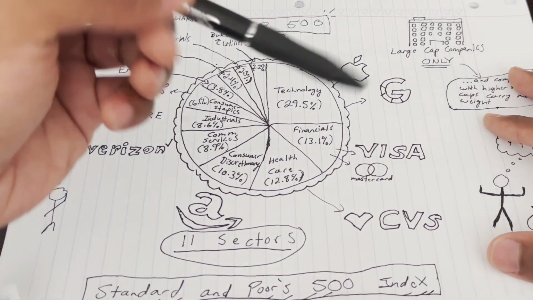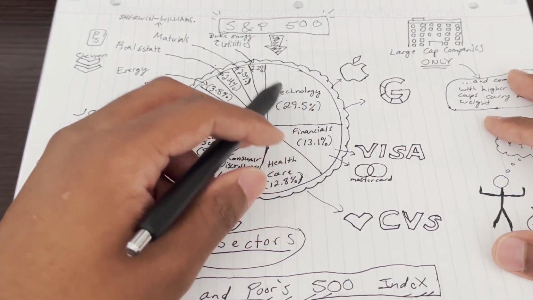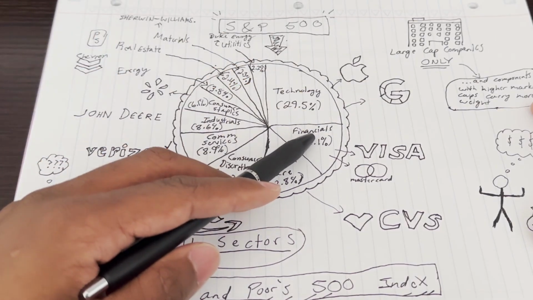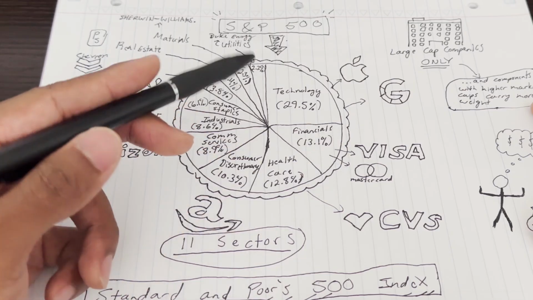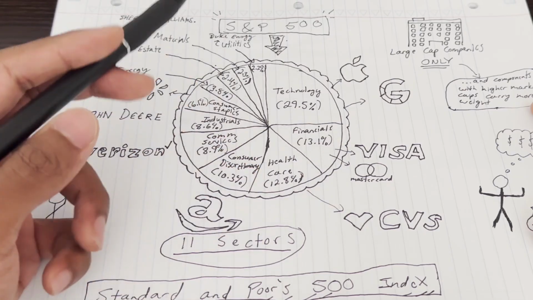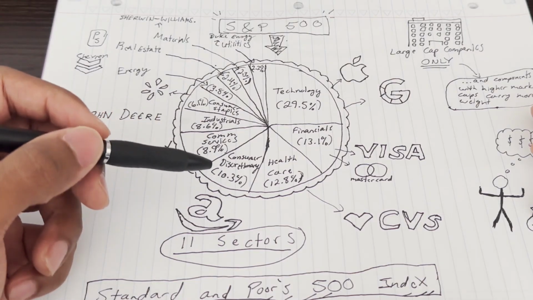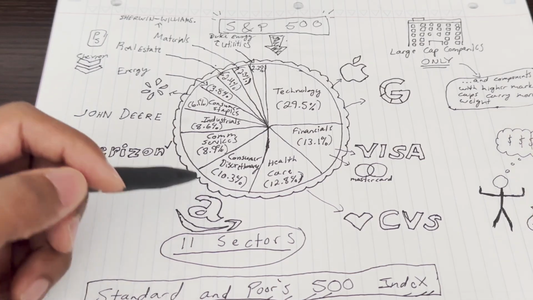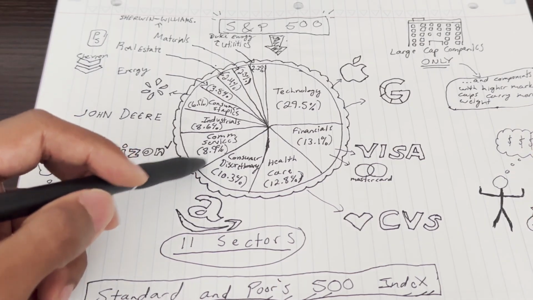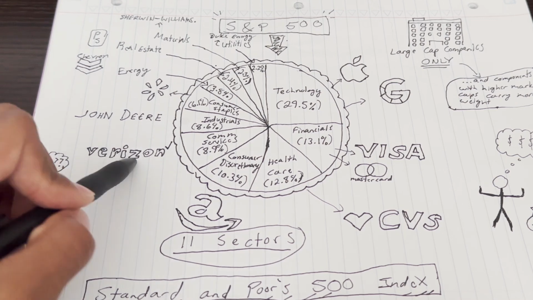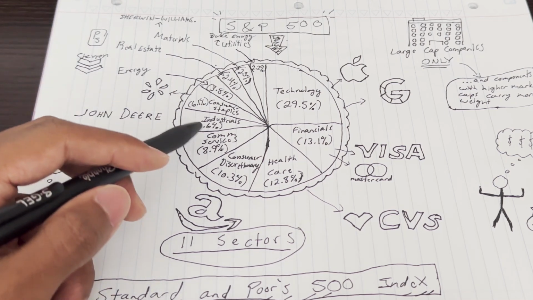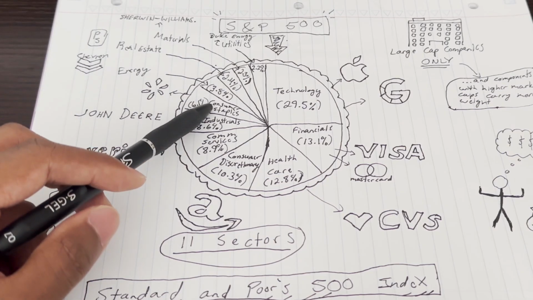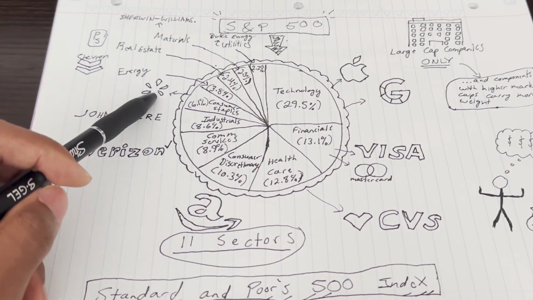So as you can see here, 29.5% of it is technology companies. So think of companies like Apple and Google. And then financials is 13.1%. Think of stuff like Visa, MasterCard. Healthcare is 12.8%. That's CVS, Johnson & Johnson, things like that. Consumer discretionary, think of luxury brands like Amazon, Marriott. Communication services, 8.9%. Think of companies like Verizon and AT&T. There's industrials, which is 8.6%, and that's companies like John Deere. Then there's consumer staples, which is 6.1%, which is companies like Walmart.